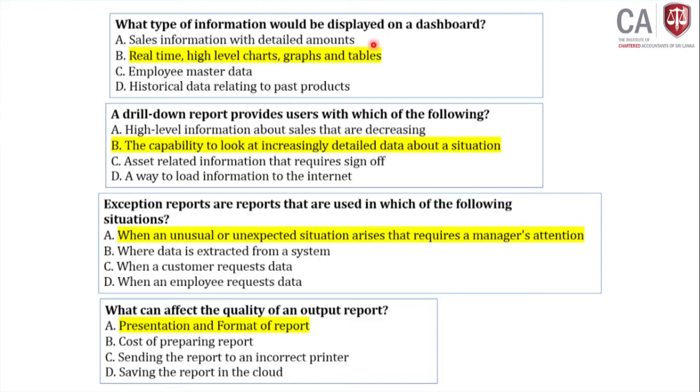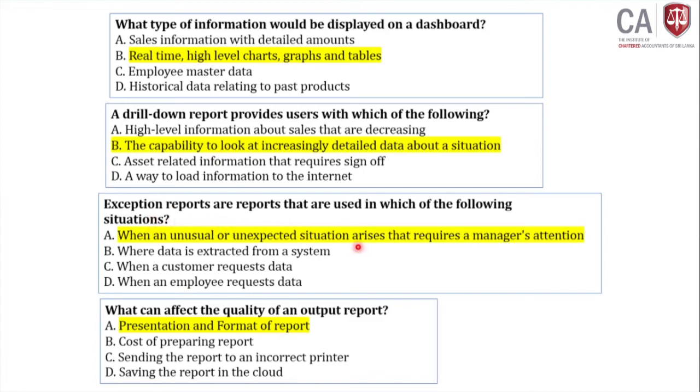What type of information would be displayed on the dashboard? Real time, high level charts, graphs and tables. Those are the things we have talked about many times. A drill down report provides users with which of the following: the capability to look at increasingly detailed data about a situation. When you click on one sales report, that will give some other reports as a drill down report, having more data, more detailed data.